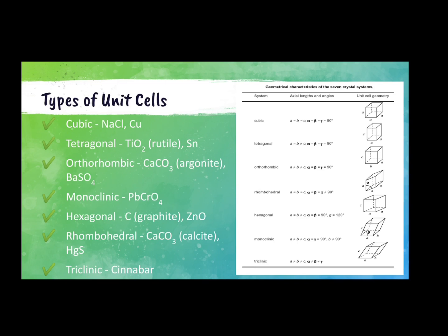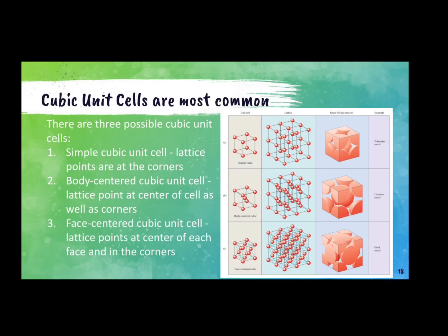Here are some of the different types of unit cells. Really, the main one that you need to know is cubic. There's pictures to kind of give you an idea of what those look like as well. So here are 3 possible cubic unit cells. There's simple, there's body-centered, and there's face-centered cubic cells.